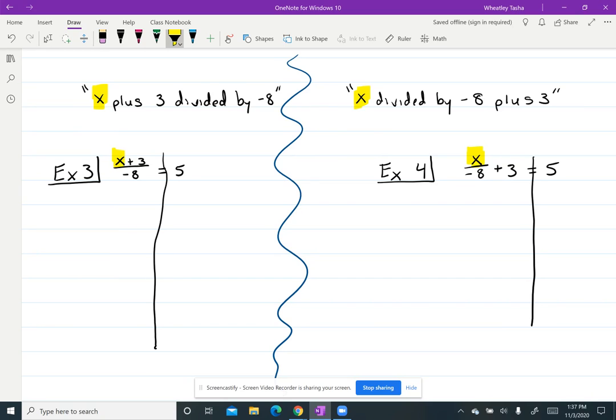So let's go ahead and solve the one on the left completely, and then we'll go back to example 4. So the last thing that we read in example 3 was divided by negative 8. So the opposite of division is multiplication, and we're going to multiply by negative 8. Keeping in mind, we change the operation, but we do not change the sign that's with the number. I'm going to go ahead and recopy the equation so we have some room to show our work. So now I'm actually going to multiply by negative 8 on both sides.